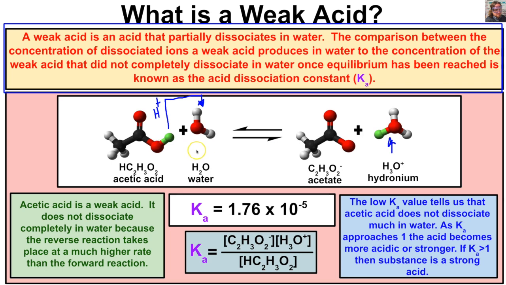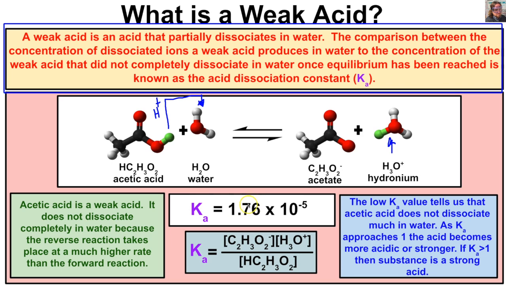And keep in mind that when we're talking about acid strength, it's all about the hydronium ions that are in solution that relate to the pH value of that acid, or how strong or weak that acid is. So there's not going to be very much of this in solution because the reverse reaction is taking place at a higher rate. This is reacting with this to produce these two things. And so the comparison between the amount of dissociated ions in solution to the amount of the weak acid that did not dissociate is called our acid dissociation constant, or Ka.